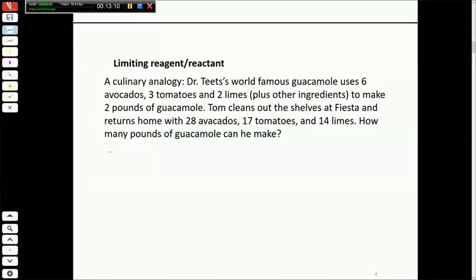So again, the recipe calls for a 6:3:2 ratio. I came home with just some random assortment of ingredients, so I want to figure out how much I can make from that. And we can almost think of any recipe as a chemical equation where our reactants are the ingredients.